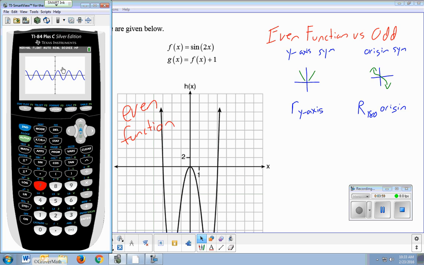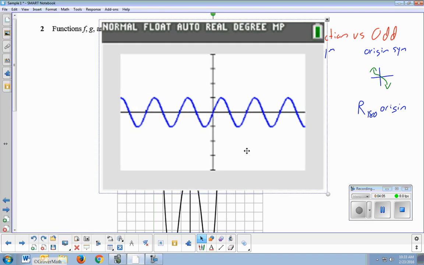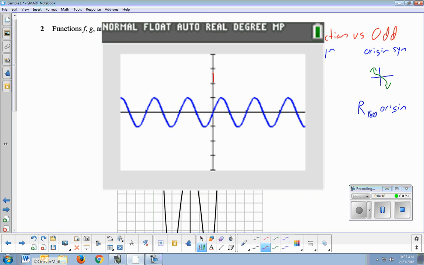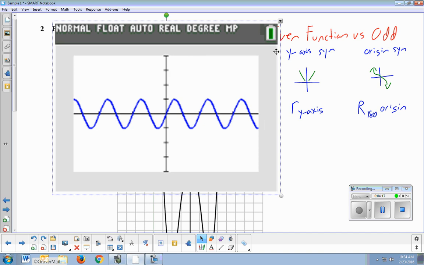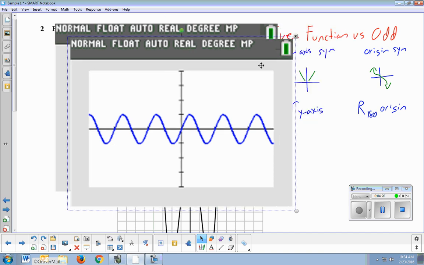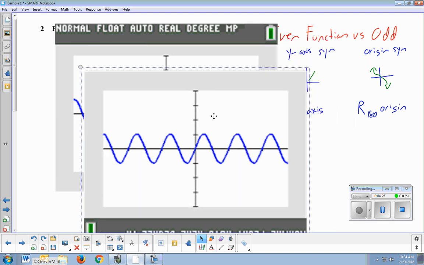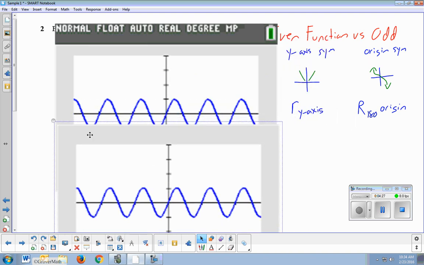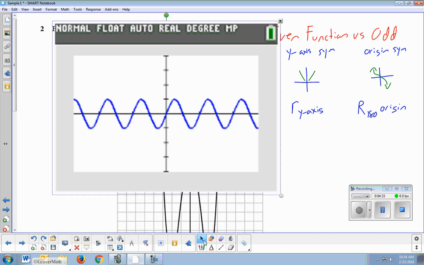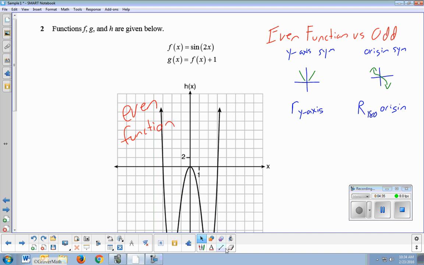But if we take a look at this sine function and really zoom into it, one thing you'll notice is that it's definitely not y-axis symmetrical. I can't reflect across this line. But it is origin symmetry. If I take this graph, clone it and flip it upside down, and compare these two side by side, you see how they are exactly the same. And so sine is an odd function. The sine function is an odd function.